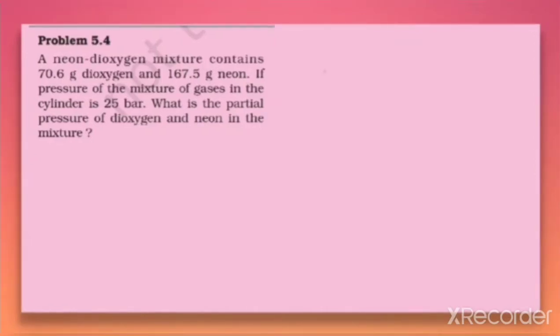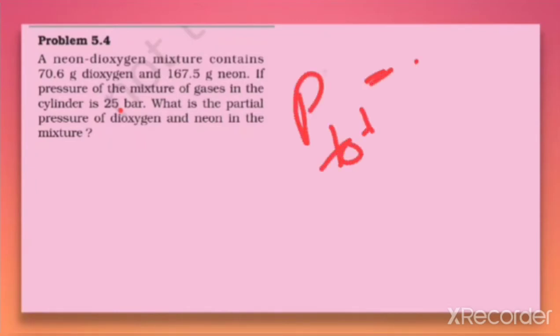In this problem, what are the terms which are given to us? It is talking about a mixture of gases, that is a neon-dioxygen mixture, and the mass of dioxygen and the mass of neon are given to us. It is also given that the pressure of the mixture of gases in the cylinder is 25 bar, that is, 25 bar is actually the total pressure.